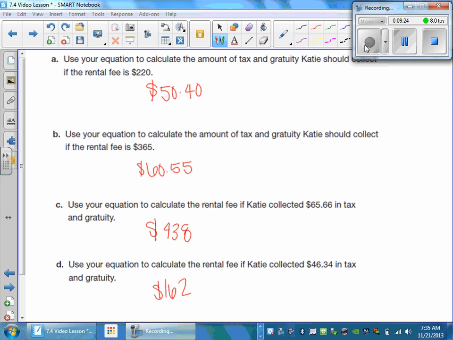Here are your answers for A through D. You were just plugging in numbers into the equation that you set up in problem 2. So here are your answers. Check your answers with what you got. And then make sure that you are circling or highlighting if you have any questions on how I got these answers so that you can ask them in class.